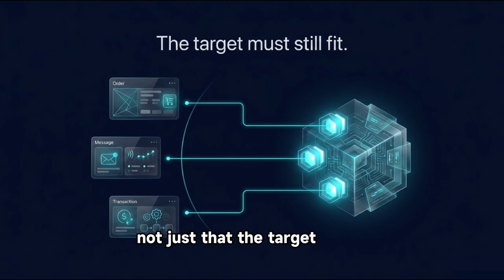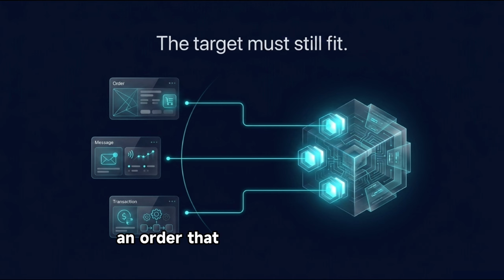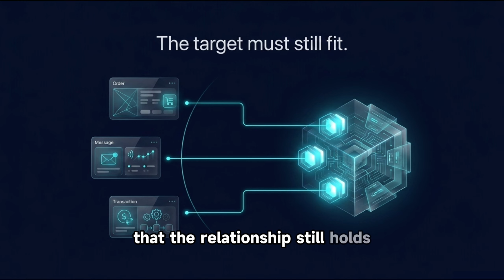Not just that the target exists, but that the thing it points to is still in a state where the reference makes sense. An order that references a product, a message that references a user, a transaction that references an account. The reference implies a relationship. Referential consistency is the requirement that the relationship still holds.